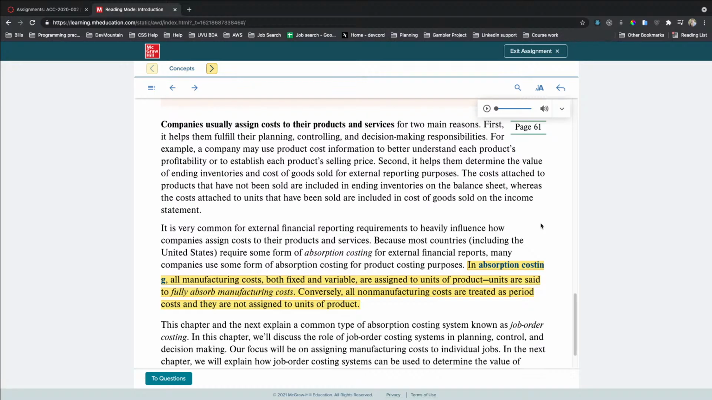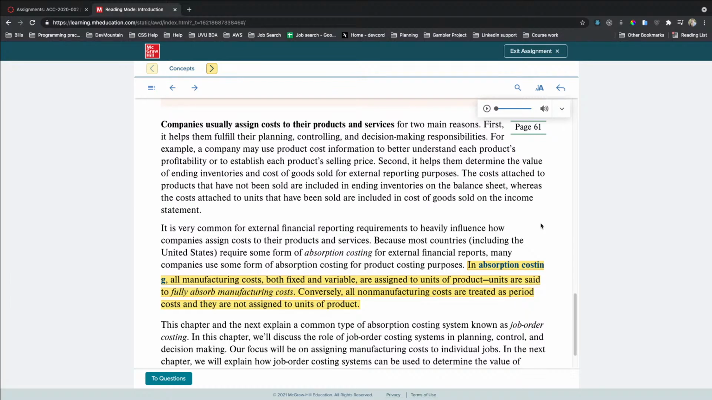And then this is just important. In absorption costing, all manufacturing costs, both fixed and variable, are assigned to units of product. Units are said to fully absorb manufacturing costs. Conversely, all non-manufacturing costs are treated as period costs, as they are not assigned to units of product. Interesting.